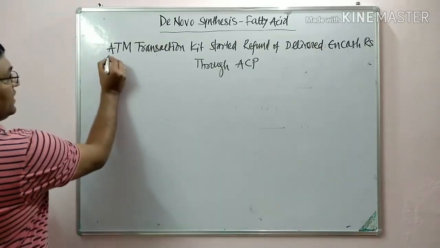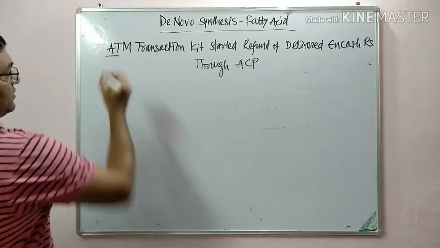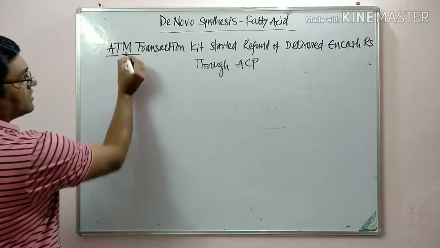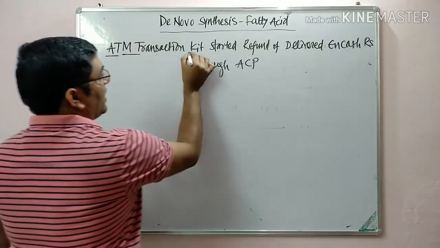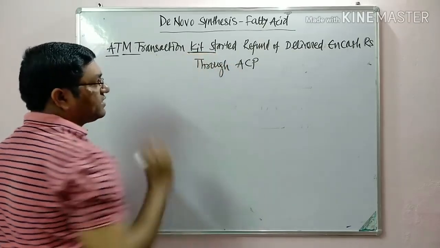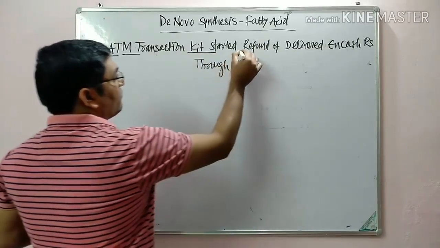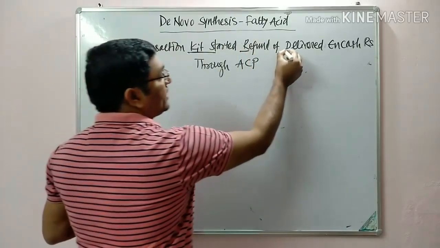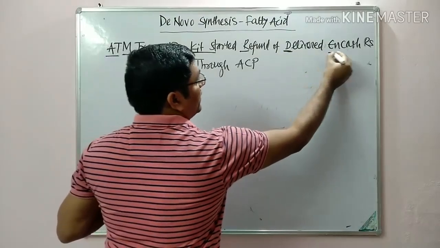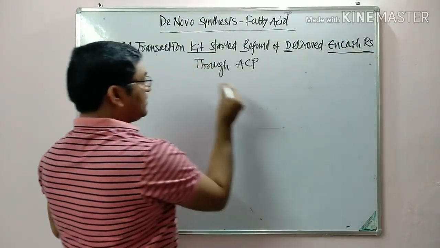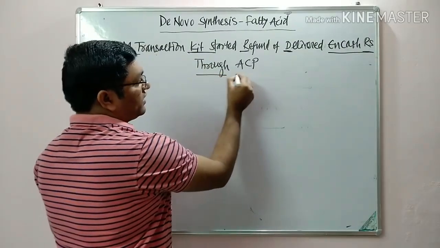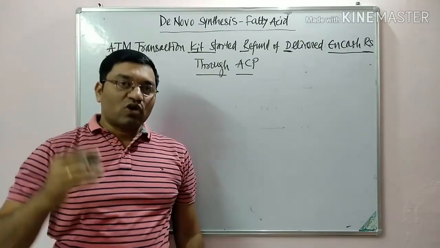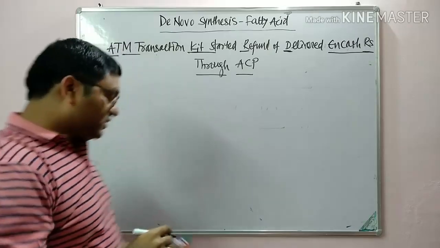So AT is for acetyl transacylase, MT is for malonyl transacylase, KS is for ketoacyl synthase, then KR for ketoacyl reductase, D for dehydratase, ER for enoyl reductase, then thioesterase and ACP. So these are the sequence of reactions which occur during fatty acid synthesis.